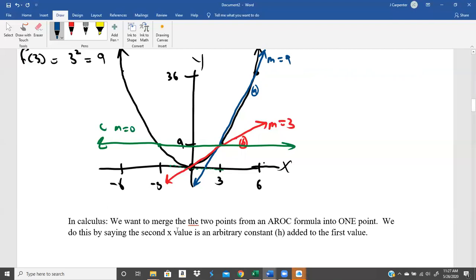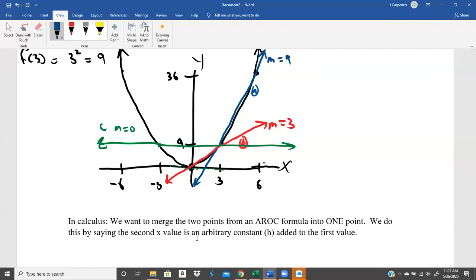So in calculus, we want to merge the 2 points. We want to take them and squish them together. We want to take the second one and just slowly make it closer and closer and closer in theory. The idea of taking a number and making it closer and closer and closer to something.